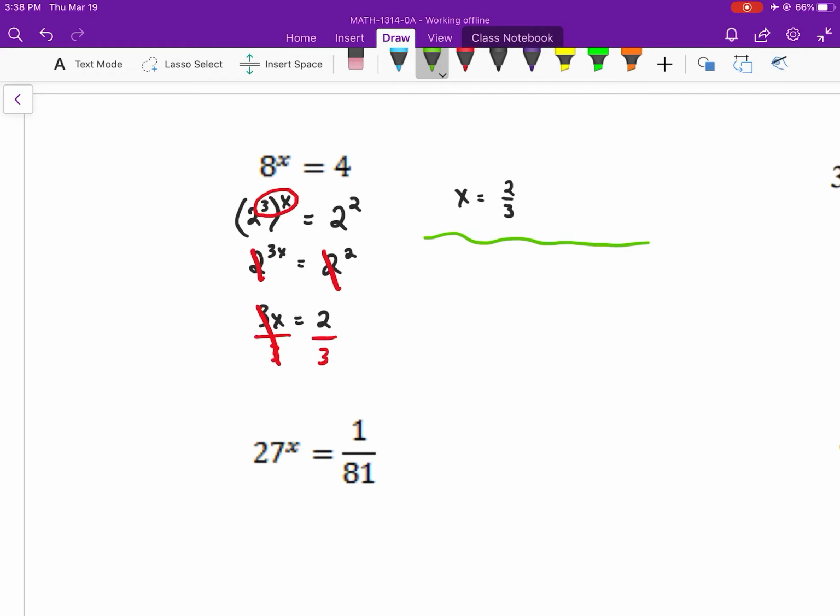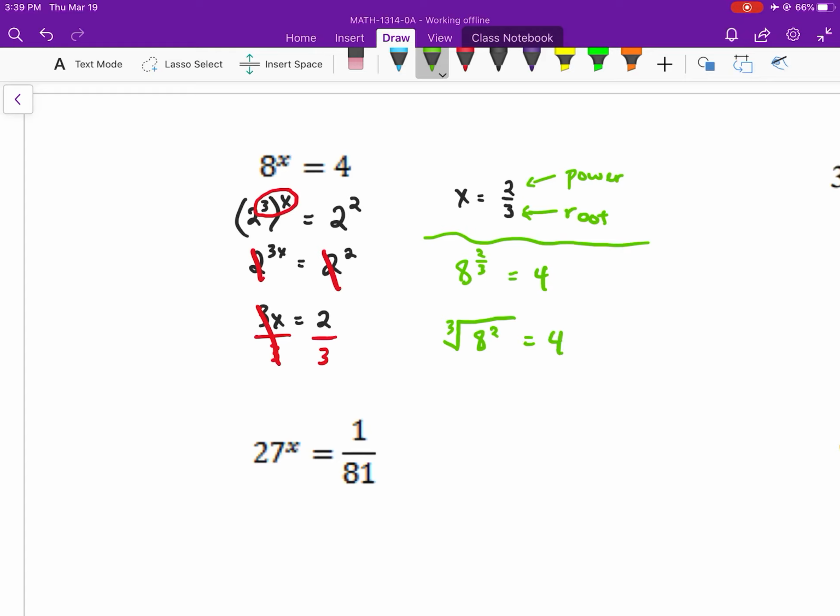Alright, now to do a quick check, let me do it in a different color here. Alright, we're going to replace x with 2/3. So we have 8 to the 2/3 power equals 4. Now, we do have to remember when we have a fractional exponent what each part is, okay? So the top number is my power, and the bottom number is my root, okay? So I could rewrite this here as the cube root of 8 squared, which equals 4, okay?